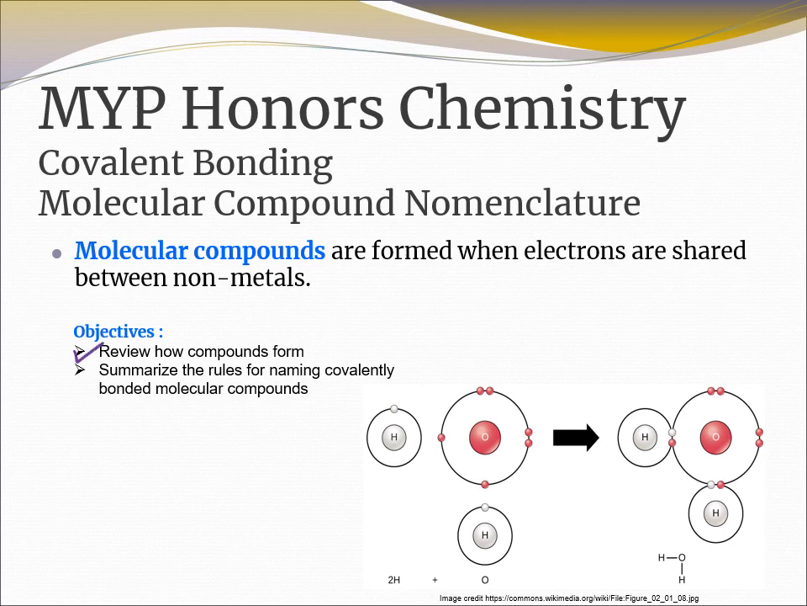We reviewed how compounds form. We can either transfer electrons, or in the case of our molecular compounds, we're going to share those electrons. And then we summarized the rules for naming covalently bonded molecular compounds. Prefixes. Use the prefixes unless there's only one of the first element. And that's it. Easy peasy. Good job today, my friends.